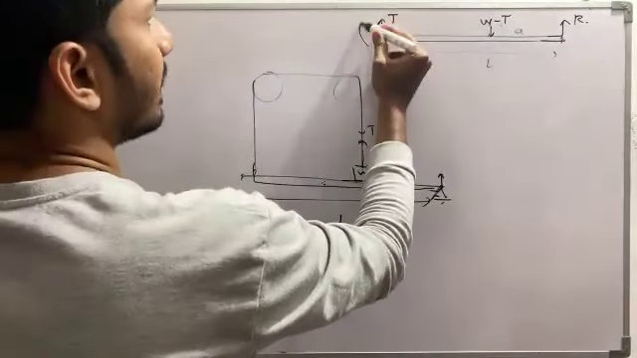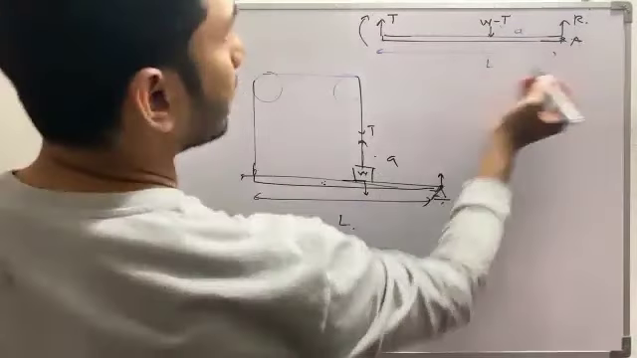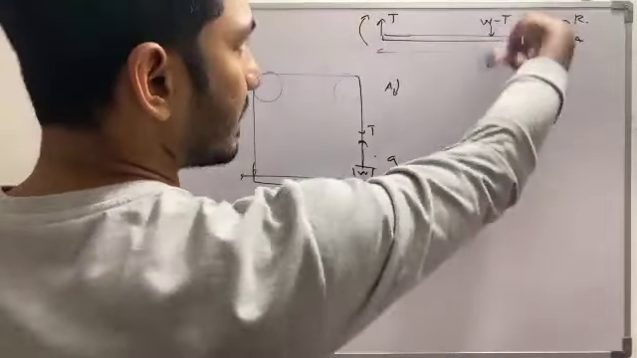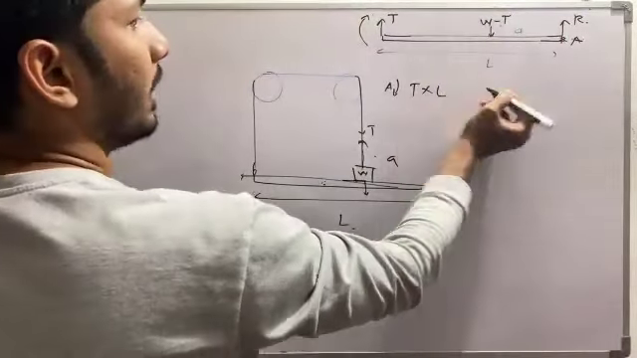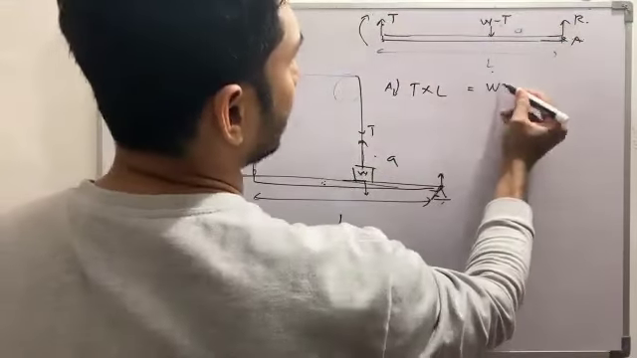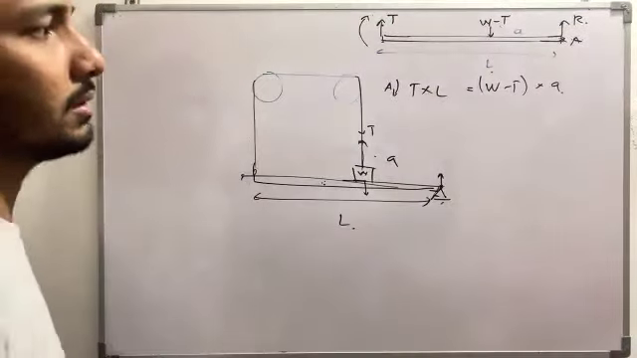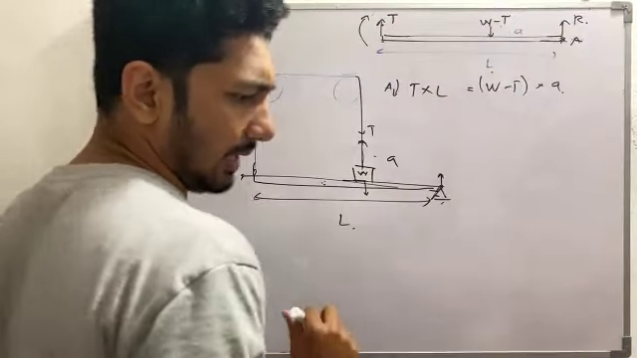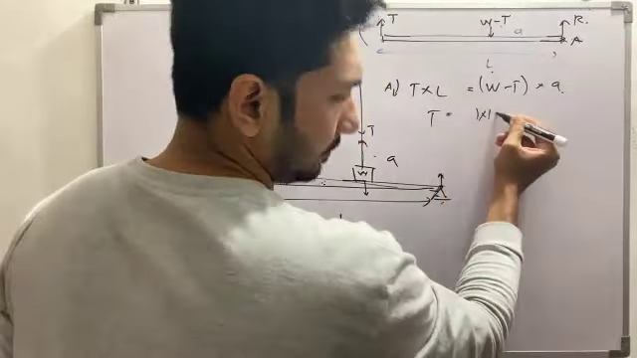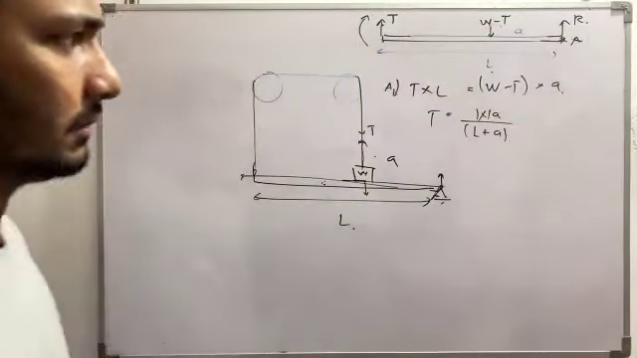Now, about this point, what do you call that? A. Yeah, about A, there will be this moment. This is clockwise and this is anti-clockwise. The clockwise T into L, the distance is L and force is T, will be equal to the anti-clockwise W into A minus T into A. Now you have to make T the subject, and if you do that, T will be equal to W A divided by L plus A. So this is the answer.